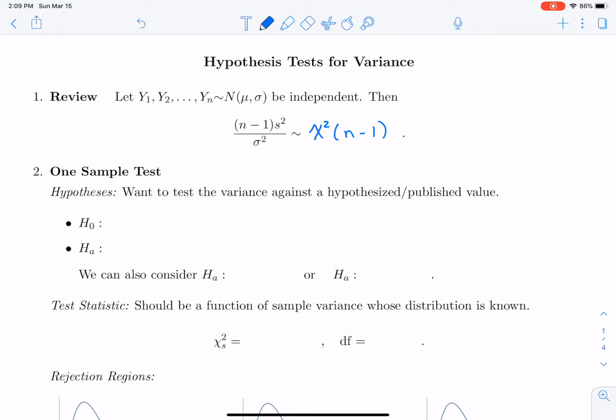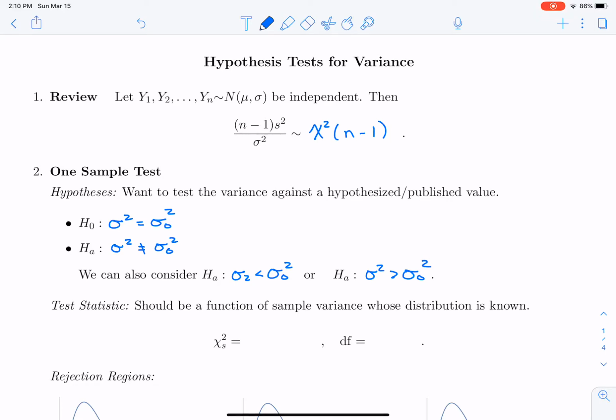So we want to consider testing the variance against, say, a hypothesized or a published value. The question we're looking at is: is our null hypothesis true, sigma squared is equal to some hypothesized value, sigma sub 0 squared, or is there significant evidence for the alternative hypothesis, sigma squared is not equal to sigma sub 0 squared? And that, of course, is a two-sided alternative. We could consider some one-sided alternatives where sigma squared is less than sigma sub 0 squared, or where sigma squared is greater than sigma sub 0 squared.